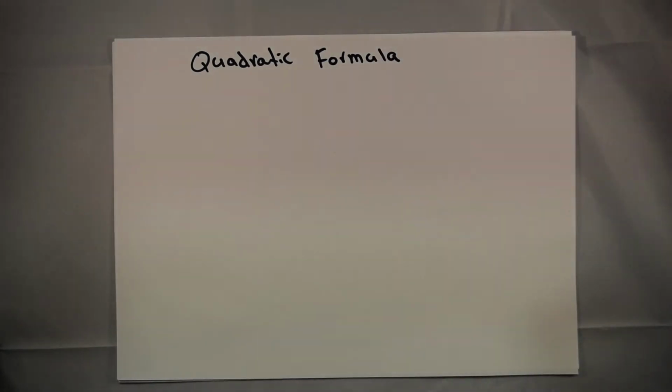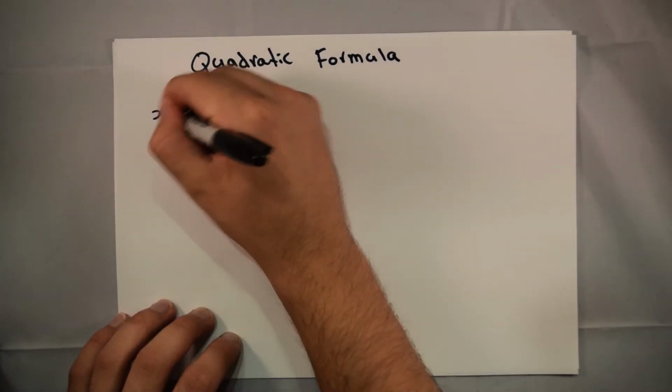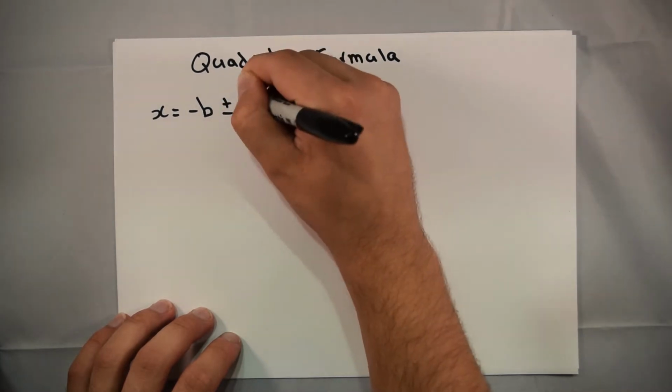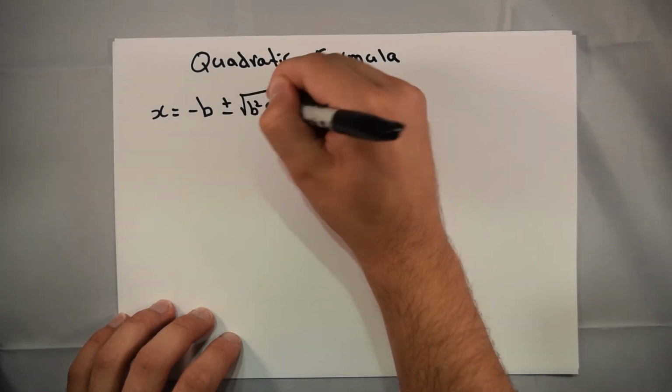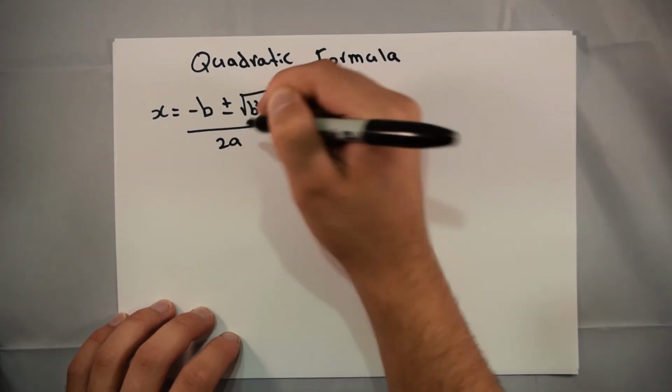In this tutorial, we're going to look at the quadratic formula. So this is something that we often remember off by heart. So x is equal to negative b plus or minus the square root of b squared minus 4ac all over 2a.